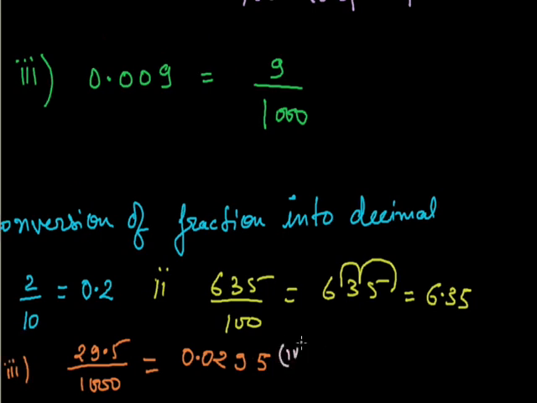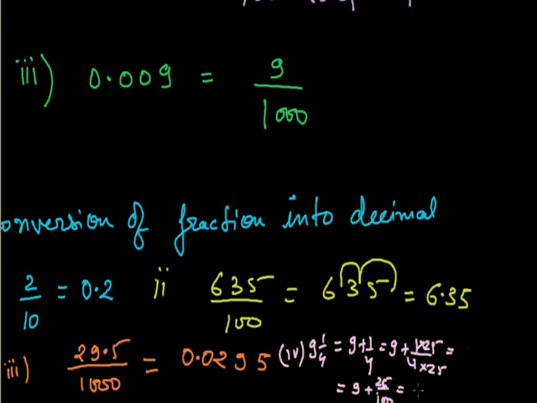Next example, I have to convert 9 1 by 4 into decimal. So I can write it as 9 plus 1 by 4, or I can write it as 9 plus 1 into 25 upon 4 into 25. By multiplying 4 by 25, it will be converted into 100. So it will be equal to 9 plus 25 upon 100. So it will be equal to 9.25.